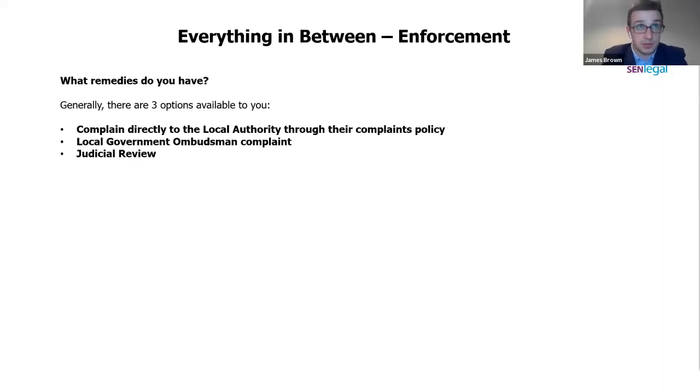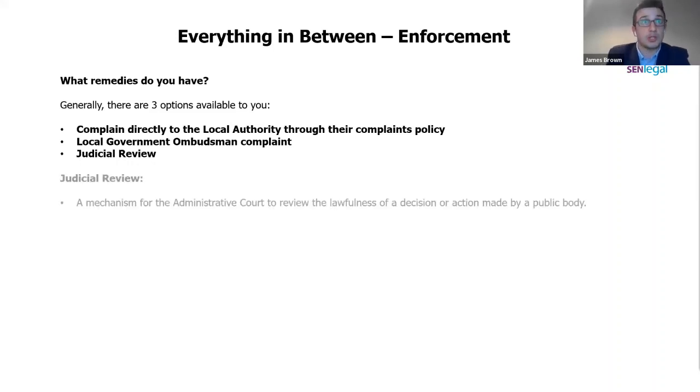The local authority complaints policy can take many weeks to go through, and it often doesn't get an actual decision from them, and it can take months. Likewise, with local government ombudsman complaints, you can spend months waiting for a decision, and it does not get you what you need in any sort of time frame that is appropriate to your child's education. So really, judicial review is the most appropriate in most cases. Judicial review is a mechanism for the administrative court to review the lawfulness of a decision or an action made by a public body.